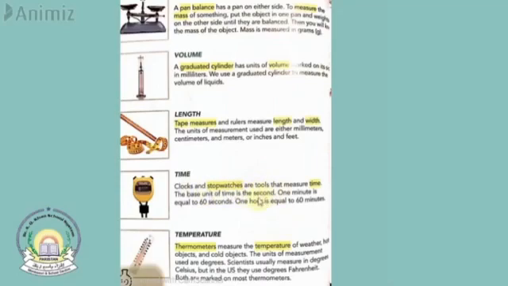1 minute is equal to 60 seconds, and 1 hour is equal to 60 minutes. So you can measure the time that way. Below 1 second, we don't usually measure time. This is the base unit.